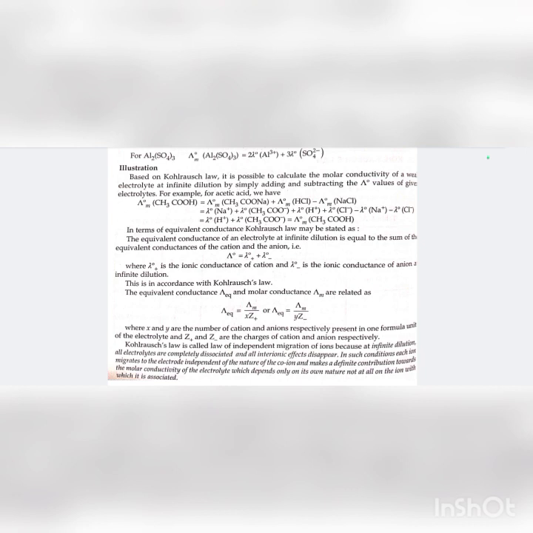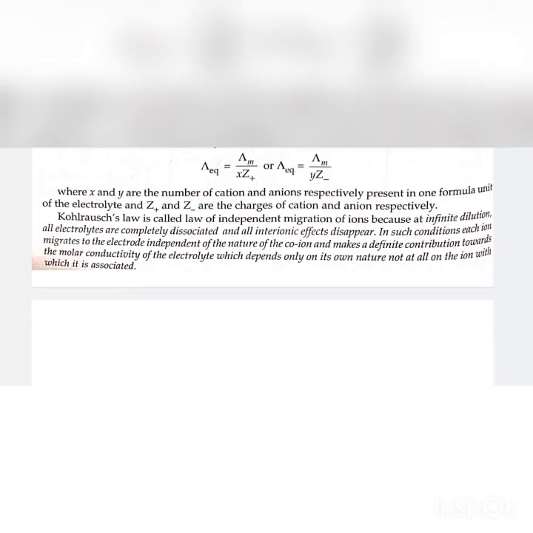Kohlrausch's law is called the law of independent migration of ions because at infinite dilution all the electrolytes are completely dissociated and all interionic effects disappear. In such conditions, each ion migrates to the electrode independent of the nature of the co-ion and makes a definite contribution towards the molar conductivity of the electrolyte, which depends only on its own nature, not at all on the ion with which it is associated.